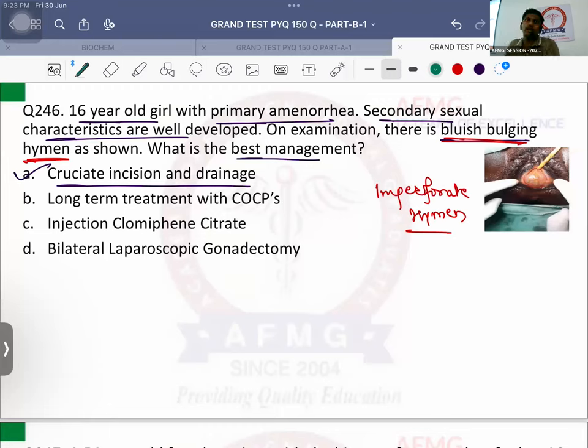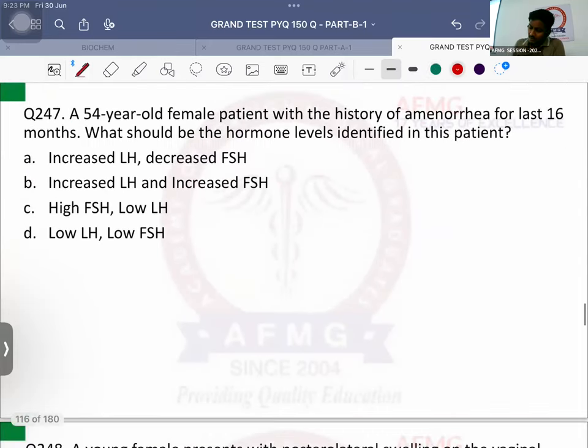Therefore, if blood is not able to come out, it is called hidden menses, also known as cryptomenorrhea. If that blood is collected in vagina, it is known as hematocolpos. If it is collected in uterus, it is known as hematometra. Okay, that's important.